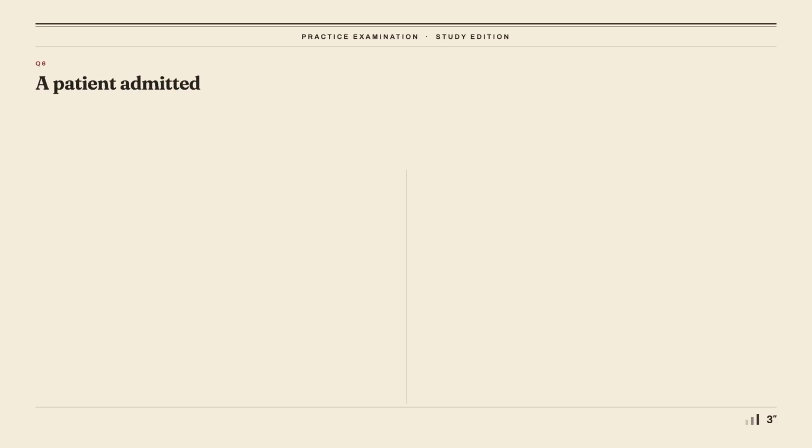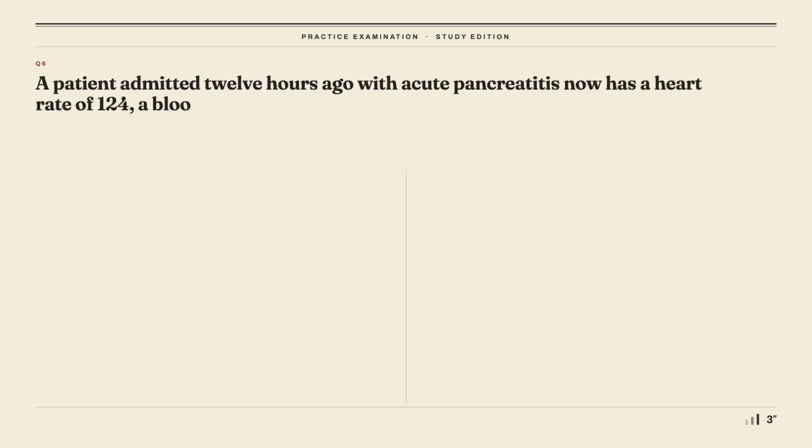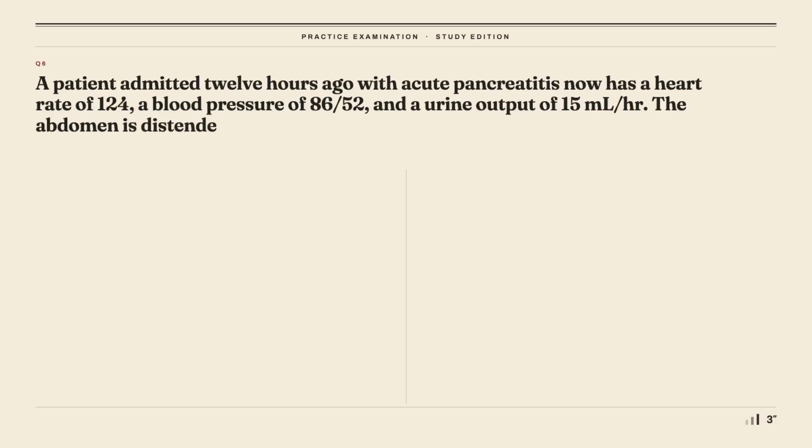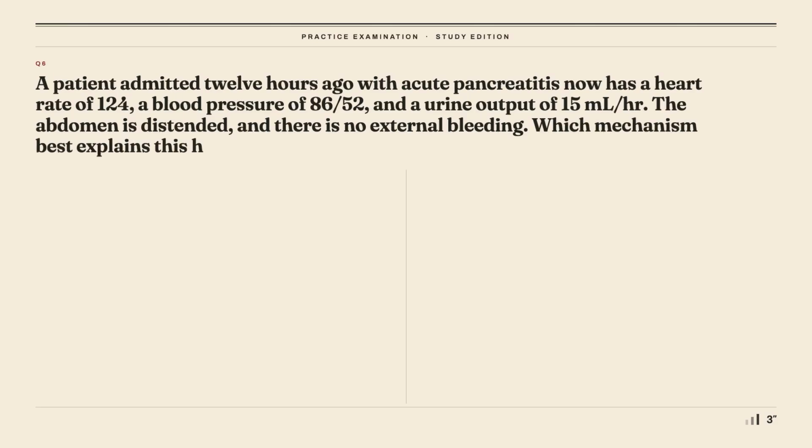Question 6. A patient admitted 12 hours ago with acute pancreatitis now has a heart rate of 124, a blood pressure of 86/52, and a urine output of 50 ml/h. The abdomen is distended and there is no external bleeding. Which mechanism best explains this hemodynamic picture?